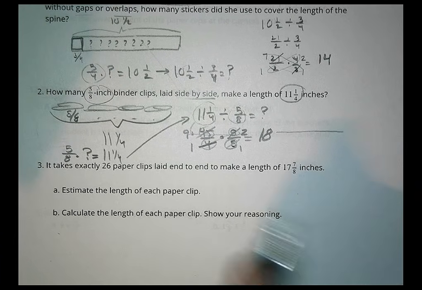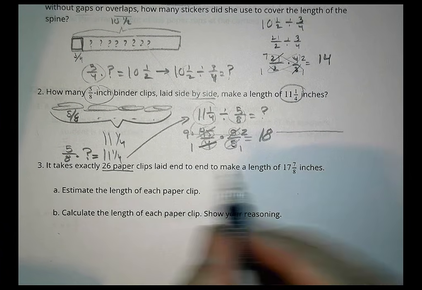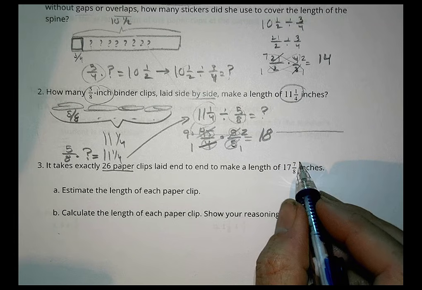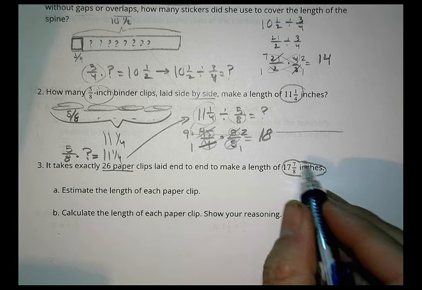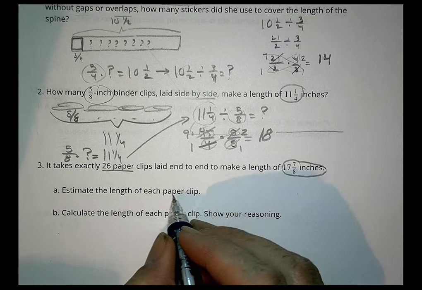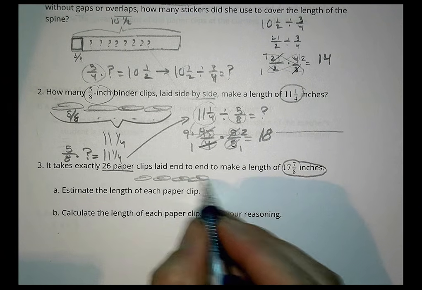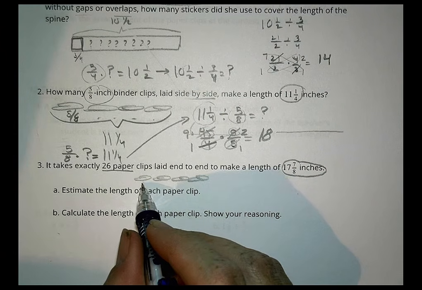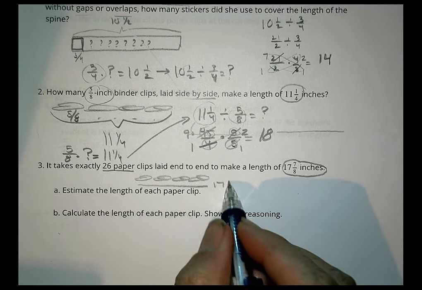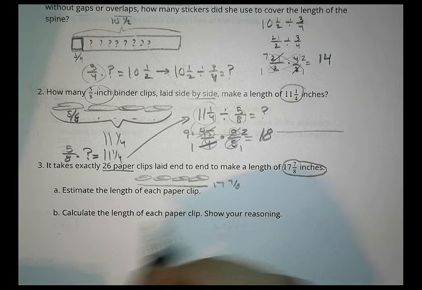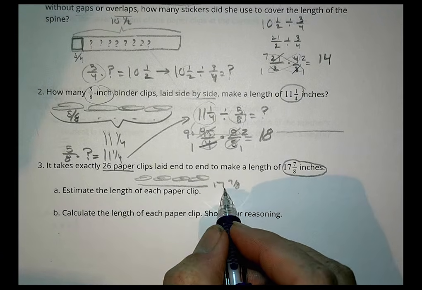Okay, number 3. It takes exactly 26 paper clips laid end to end to make a length of 17 and 7/8 inches. Estimate the length of each paper clip. Okay, so we're going to take 26 of these, and when you get 26, you'll get a total length of 17 and 7/8. Estimate the length of the paper clip means how long is one of them?